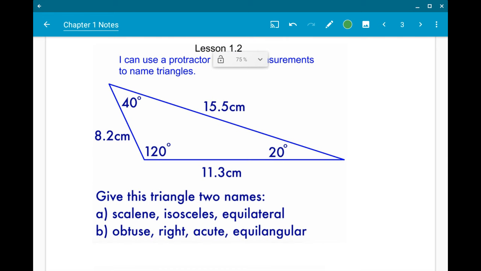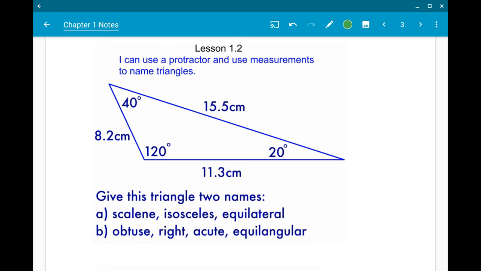Okay, so this is lesson 1.2, but also kind of lesson 1.3. If you are distance learning right now, we are not going to necessarily do all of these things because we don't have access to protractors and rulers, at least not all of us. So I'm just going to go through this because we might not be distance learning and you should know how to do this.